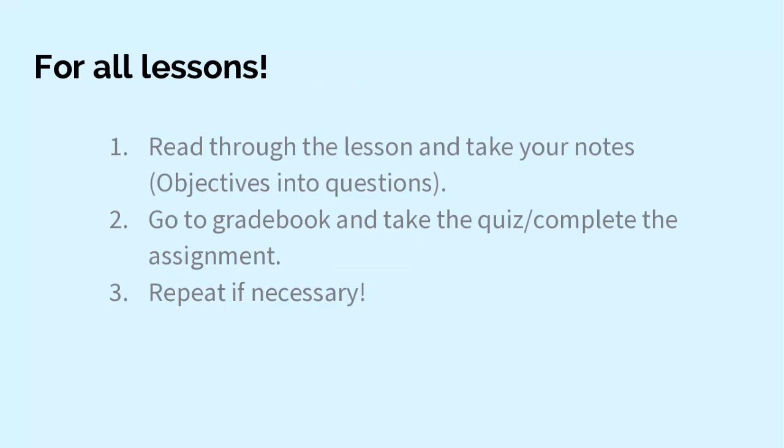For all lessons, and this is a review, and probably at the end of the year you'll be able to recite this in your sleep, which would be awesome. You want to read through the lessons and take your notes. You want to take those objectives and turn those into questions. Go to the gradebook and take the quiz or complete the assignment, and then repeat if necessary. If you don't score as well as you would like to on the quiz or the assignment, look at the feedback on the assignments. I spend time putting that feedback in. Go through, reread your notes, add some more notes from the lesson, reread the lesson, and then go back and redo the quiz or redo the assignment through gradebook.